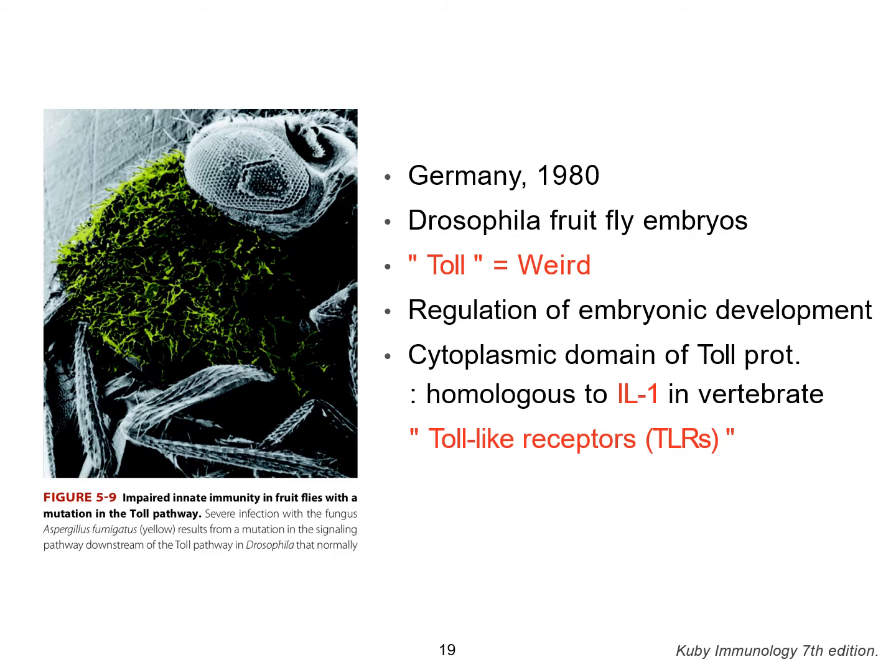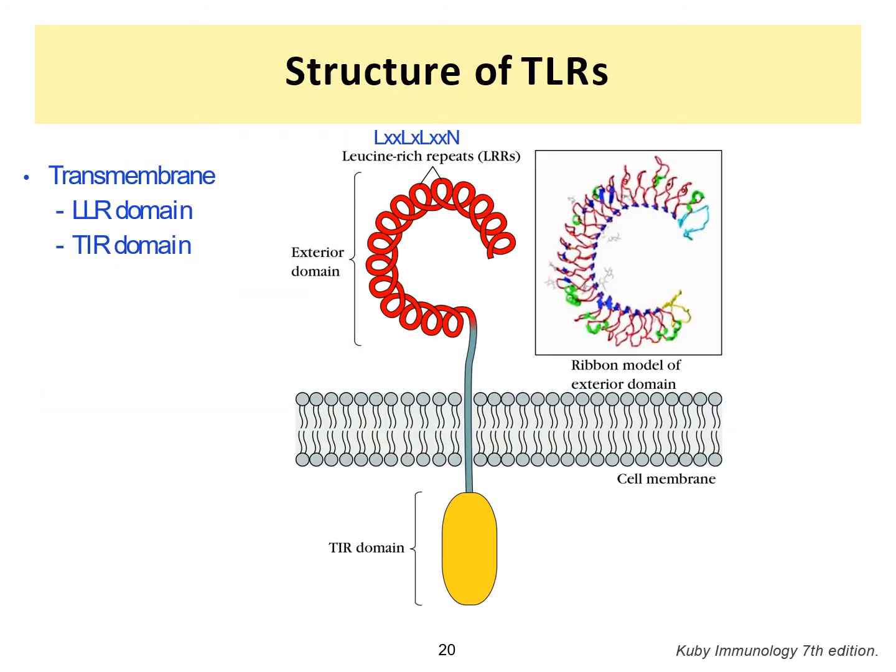Many types of toll-like receptors are present, and we will see that. It is a transmembrane structure, as I have already told you. This is the exterior domain and this is the interior TIR domain. LRR is leucine rich repeats. This is the ribbon model of the exterior domain, and this is the TIR transmembrane, intracellular interior domain.